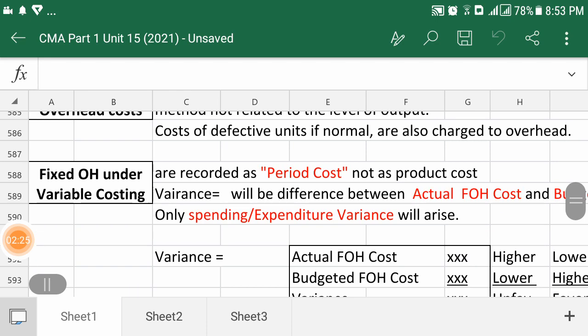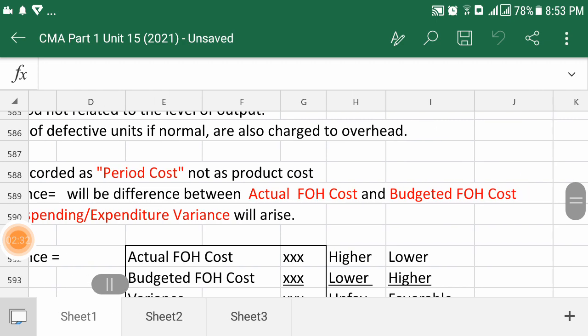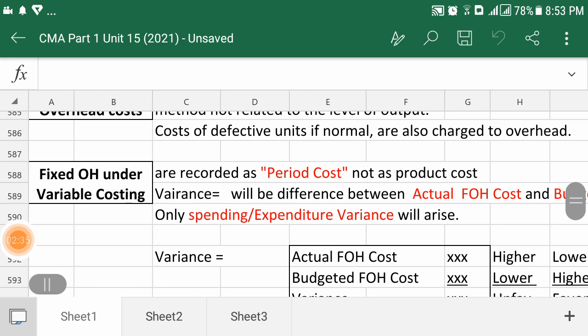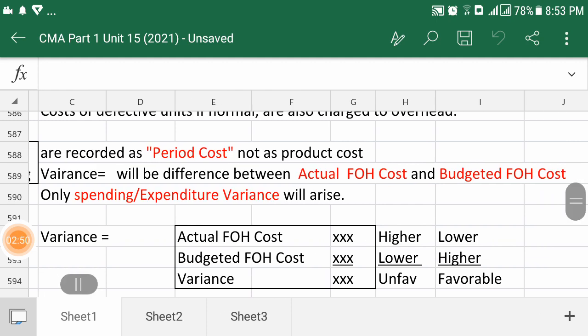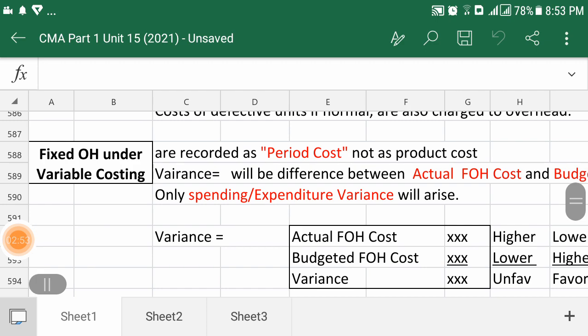The variance is the difference between actual fixed overhead cost and budgeted fixed overhead cost. So from here our topic starts: fixed overhead under variable costing. The variance here is based on the total actual fixed overhead cost and the budgeted fixed overhead cost, and only an expenditure variance will arise here.